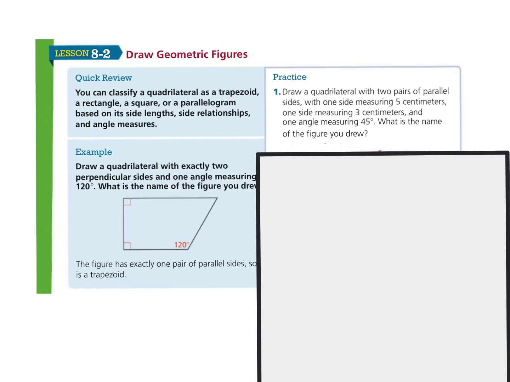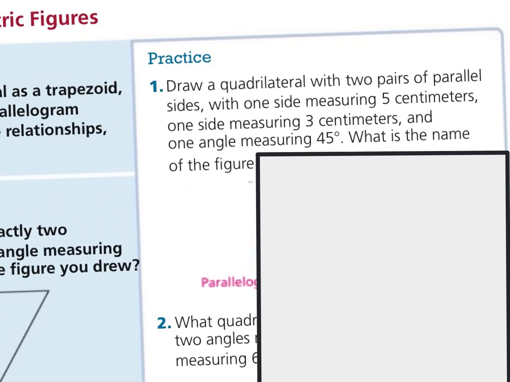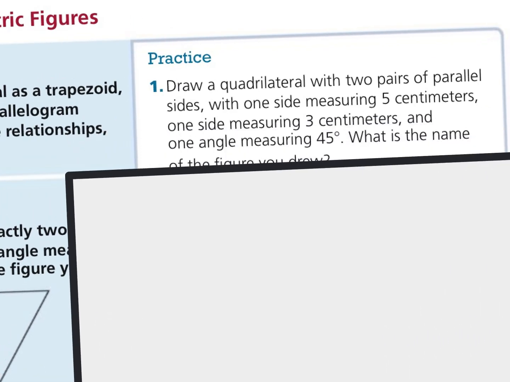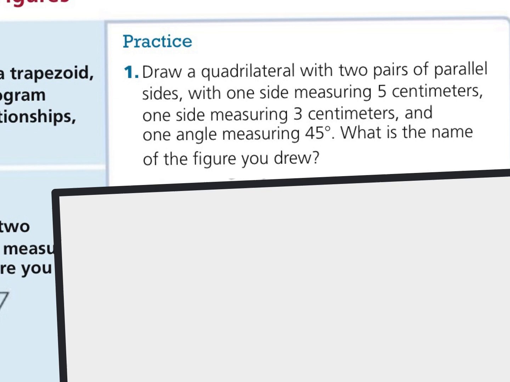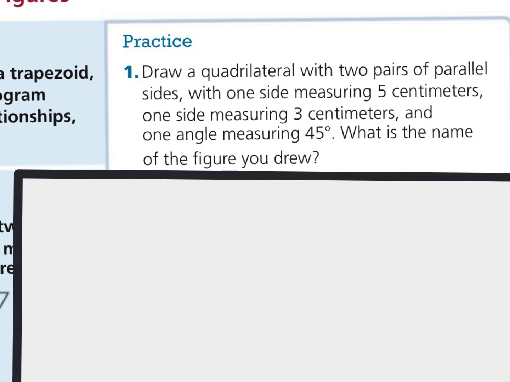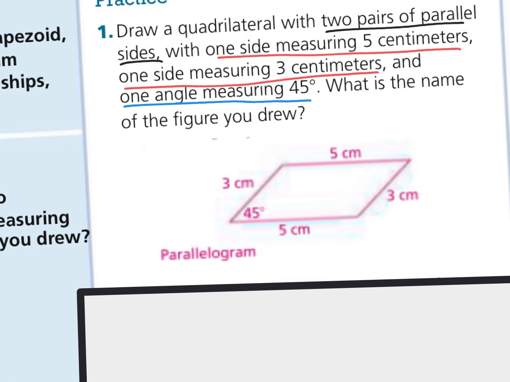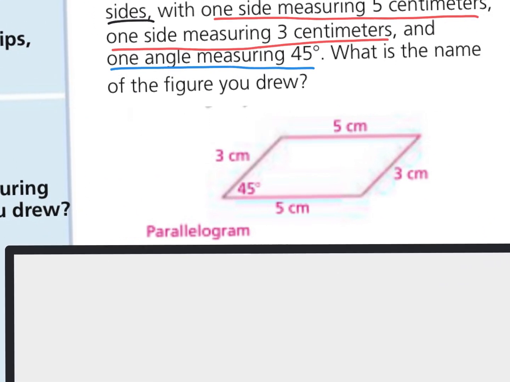Section 2 is on drawing geometric figures. So they gave us some information and then we had to draw whatever it was they asked us to. So number 1, we want a quadrilateral with 2 pairs of parallel sides. And one measures 5 centimeters and one measures 3 centimeters. And one angle measures 45 degrees. So that's going to limit us down to, when we draw this out, should be a parallelogram looking something like this.